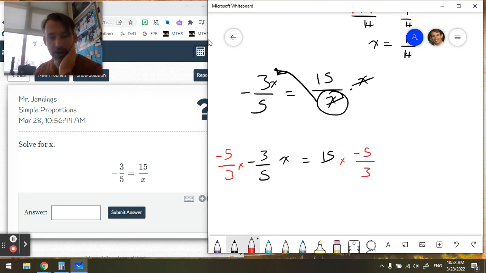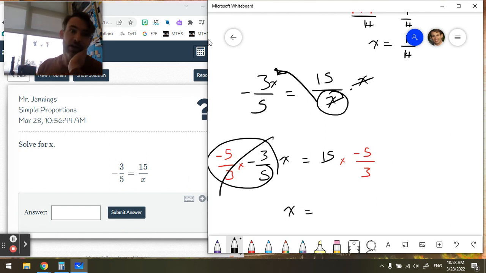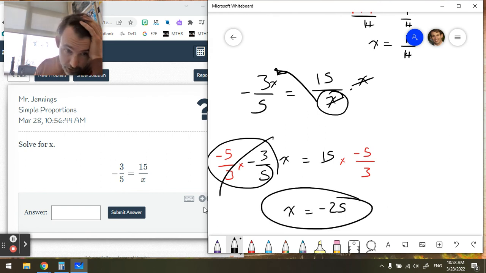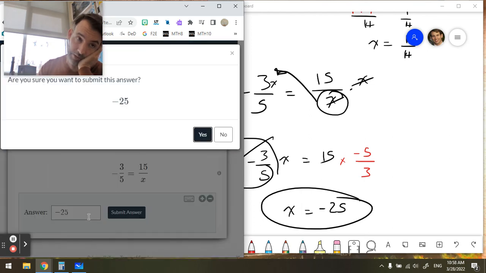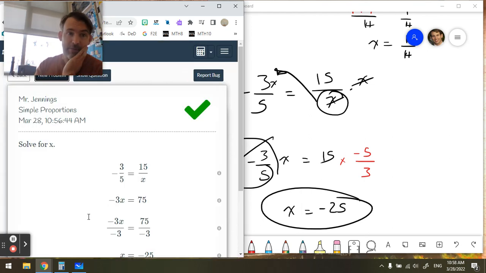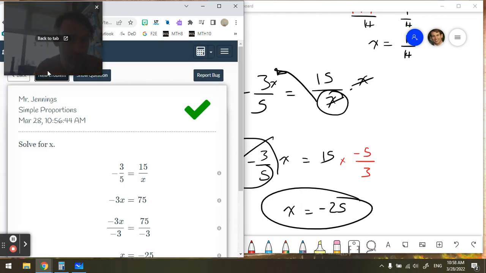Okay, so now this all cancels away and goes to 1. So I have 1x is equal to 15 times negative 5, which is negative 75 divided by 3 is negative 25, okay? So just like I told you, that's the answer. All right. So that's how you do those.